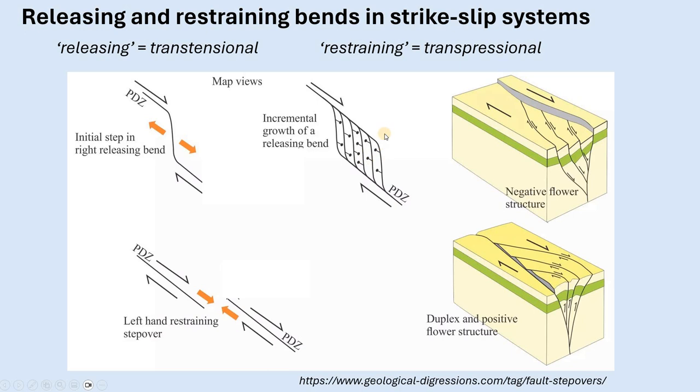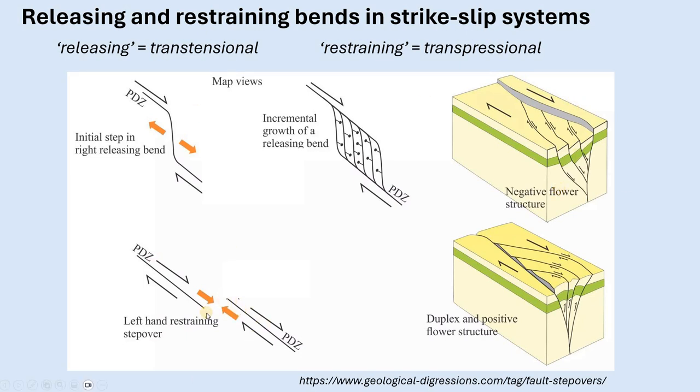So what do we get there? We get a series of extensional faults, right? And so in 3 dimensions, that looks something like this. As the stepover occurs, we get a bunch of blocks that are essentially being pulled down in an extensional motion. We often call this a flower structure if it's on the scale of a single fault.